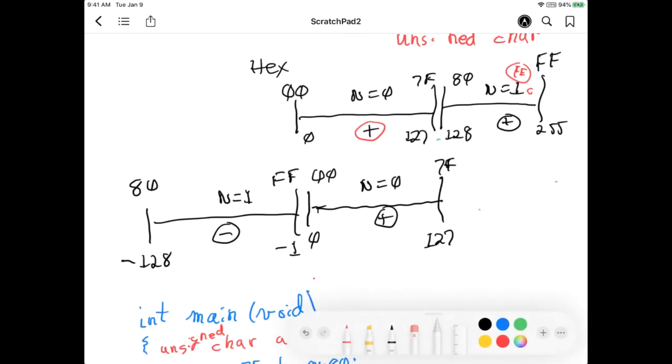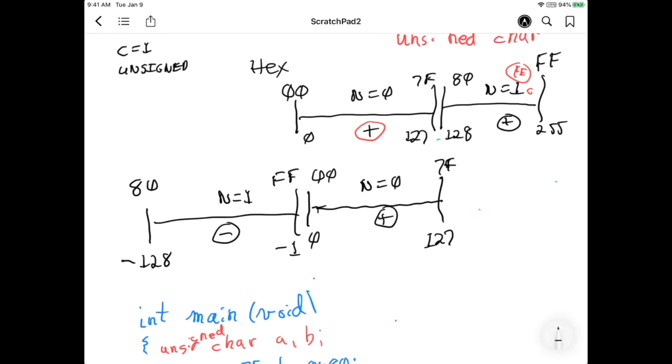So let's write this up here again very quickly. And as I said, there's going to be a video so you can look at it and make your own notes later. So C equals 1 is an unsigned overflow. Whoops, I better make my print a little neater here. It's an unsigned overflow.